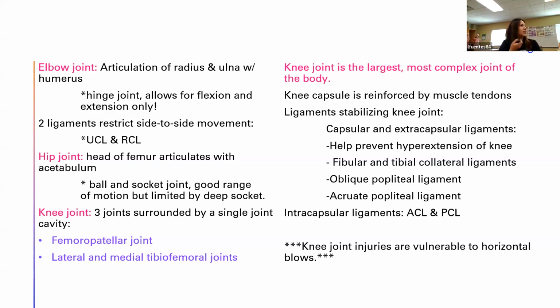So there are a lot of tendons, ligaments, and muscles that hold the knee together, but any sort of twisting or turning, or sudden direction change, can cause one of those ligaments to rupture. So again, I would note that the knee joint is the largest, most complex joint of the body, and that it is vulnerable to horizontal blows.